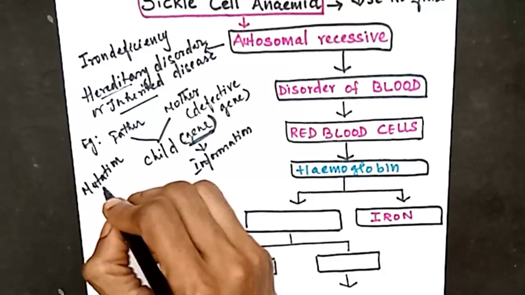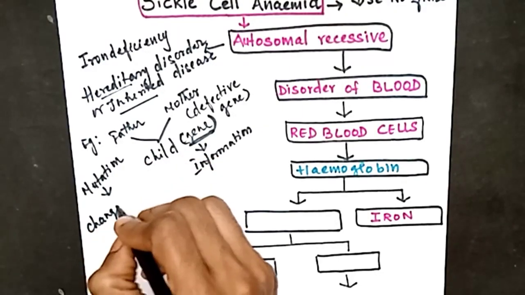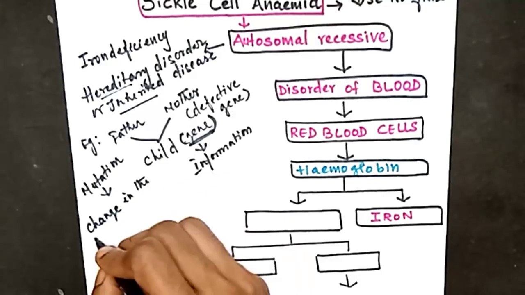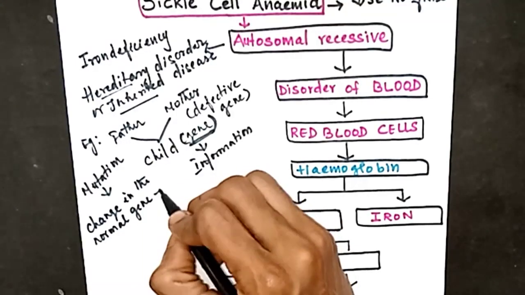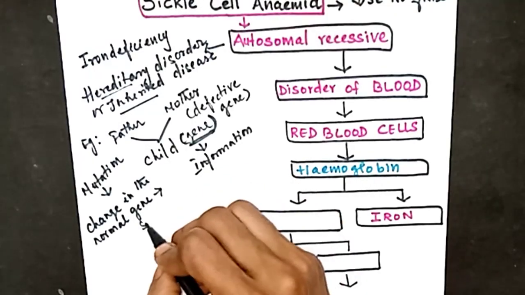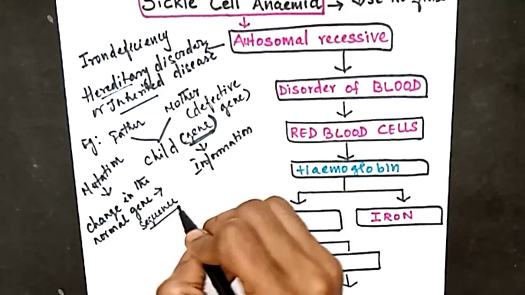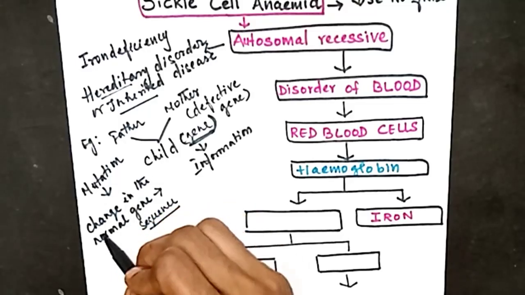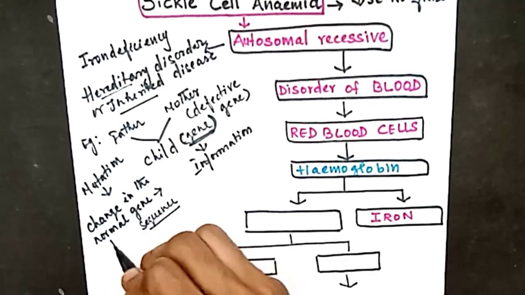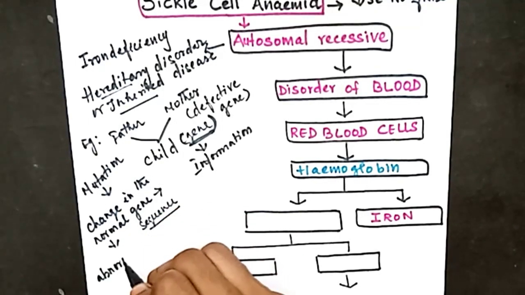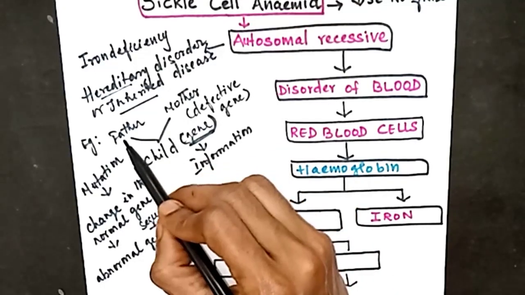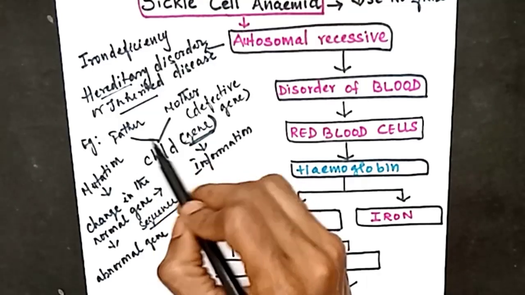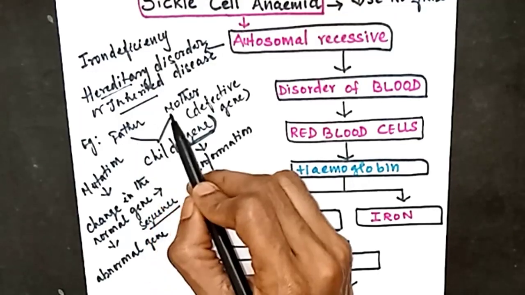Mutation. If there is a change in the normal gene, in the arrangement or the sequence of arrangement in the gene, it results in mutation. So if there is a change in the normal gene, it results in an abnormal gene. The child can receive an abnormal gene both from the father and from the mother, or it can be from either father or from the mother.